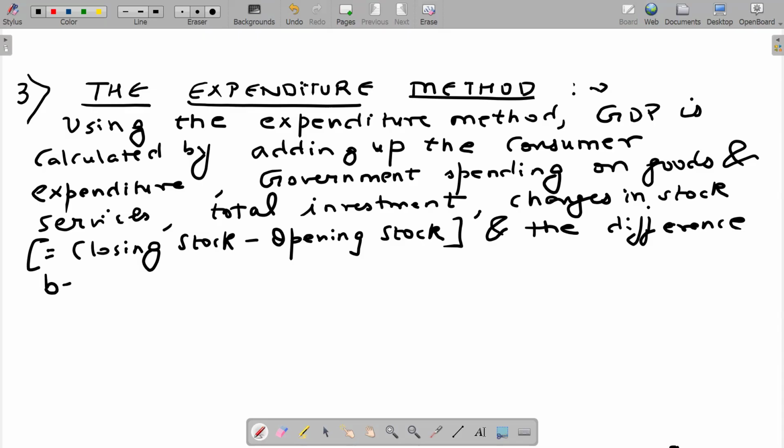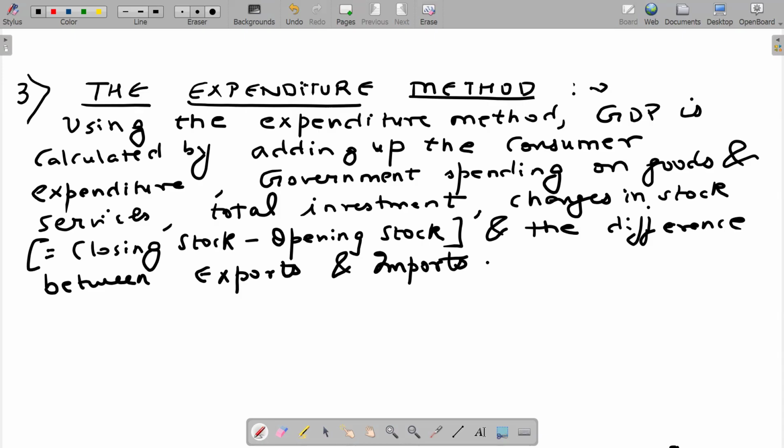And the difference between exports and imports. Now, exports denote foreigners spending on our goods. Imports denote the home citizens spending on foreign goods.